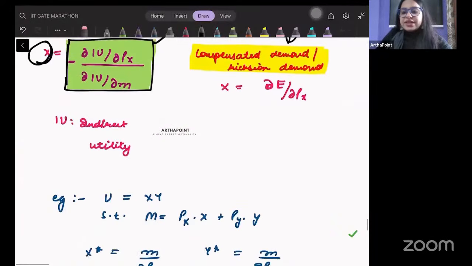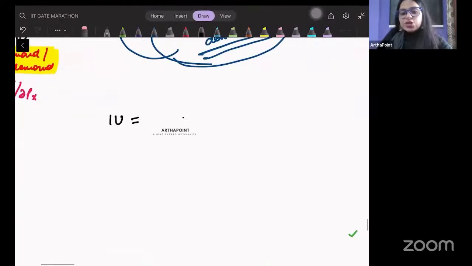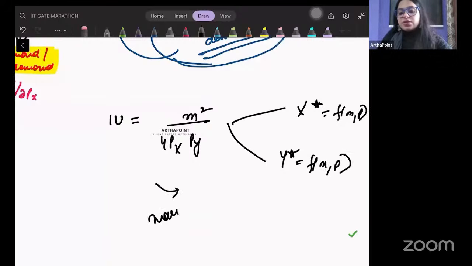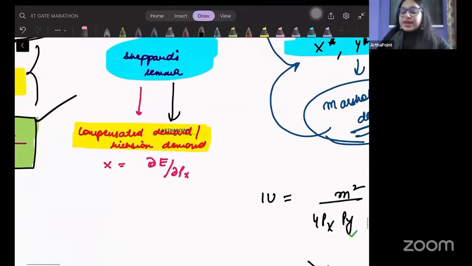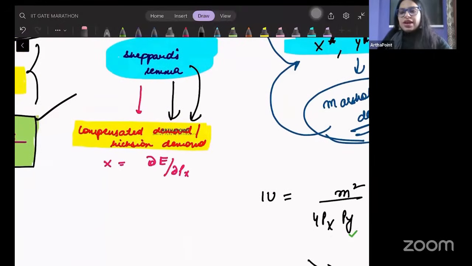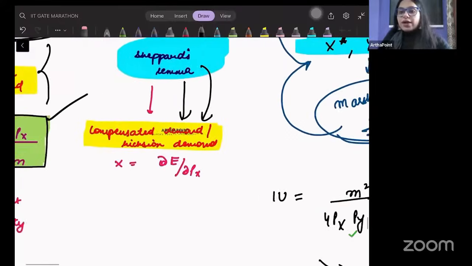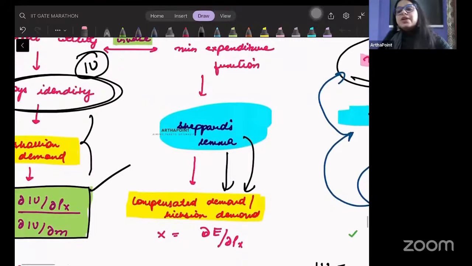So Roy's identity said that if you give me the indirect utility function, then I will tell you x star and y star as a function of income and prices. That means I will give you back your Marshallian demand. But Shepard's lemma said that I can give you Hicksian demand. And what is Hicksian demand? Hicksian demand is a function of utility and prices. But for Shepard's lemma, what do I require? I require the minimum expenditure incurred.